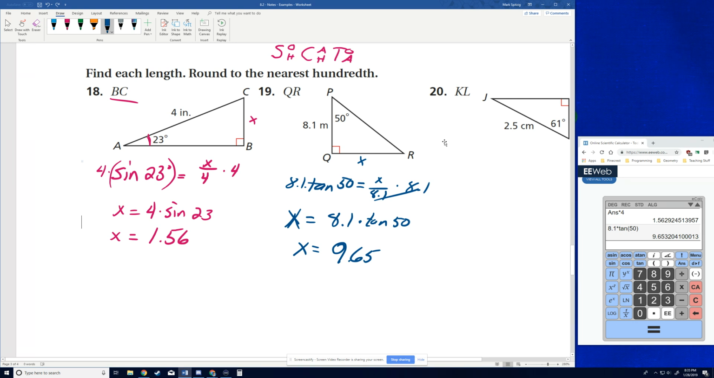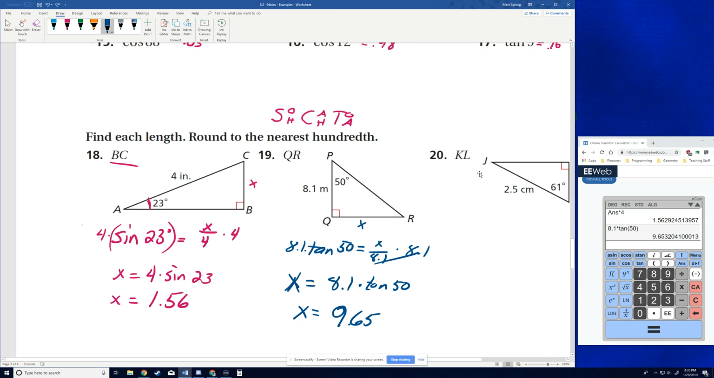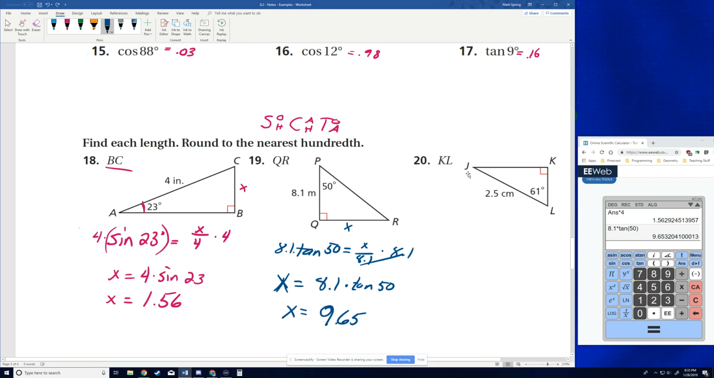All right, looks like I am trying to find KL, so I need to scroll over a little bit and zoom. All right, so KL is right here. And I'll go green here. From this angle here, the 61, it looks like I have the adjacent and the hypotenuse. So that's going to be cosine. So we have cosine of the 61-degree angle is going to be the adjacent over the hypotenuse. That's 2.5. Multiply both sides by 2.5.